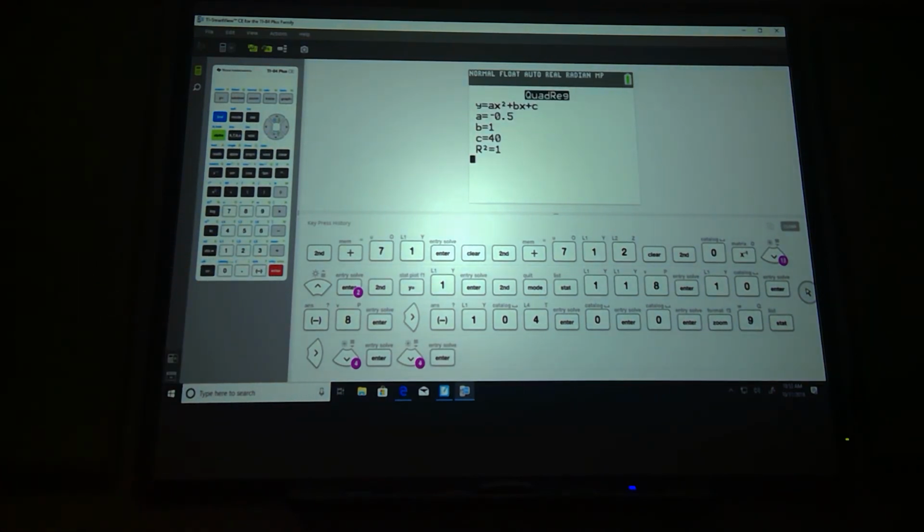And so notice that r squared value is 1. That means the calculator's positive. This is the only parabola that works with that. So my quadratic is y equals negative 0.5x squared plus 1x plus 40.